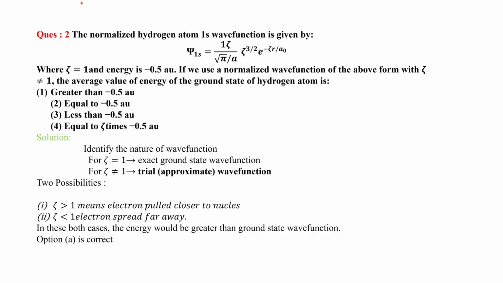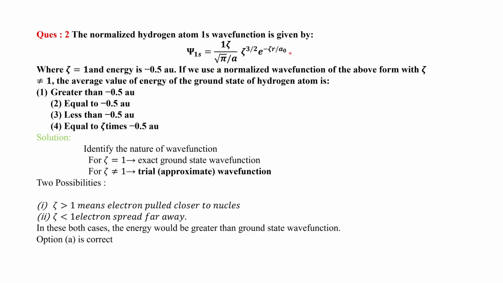This is a very conceptual question and this is a very important question also. So in this question, what is given? The normalized hydrogen atom 1s wave function is given to us. The equation is given to us, and the equation is very basic. Where psi is given as 1 and energy is minus 0.5 a.u. If we use the normalized wave function of the above form with zeta not equal to 1, the average energy of the ground state of the hydrogen atom is.